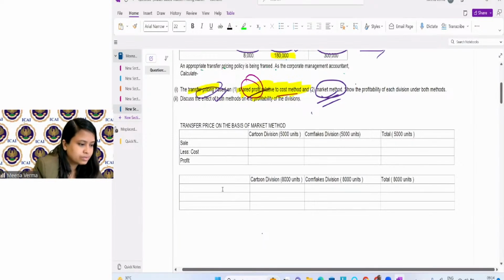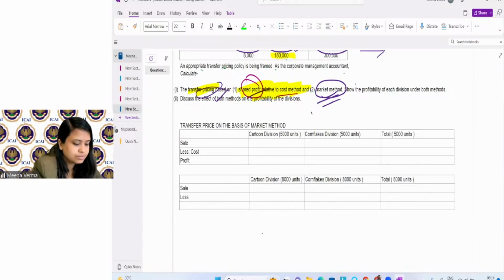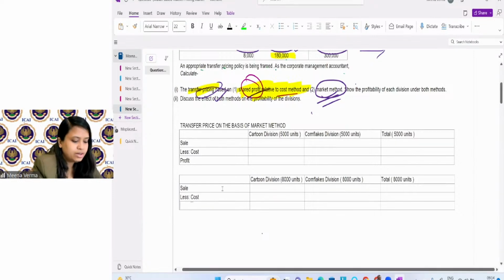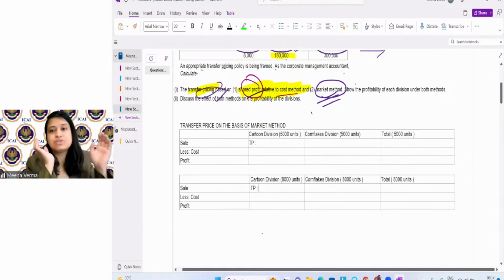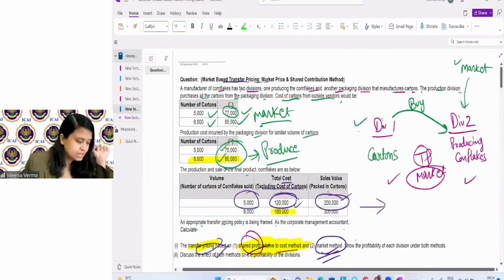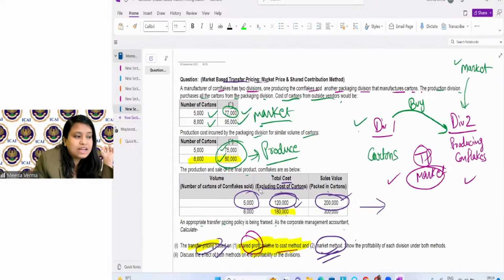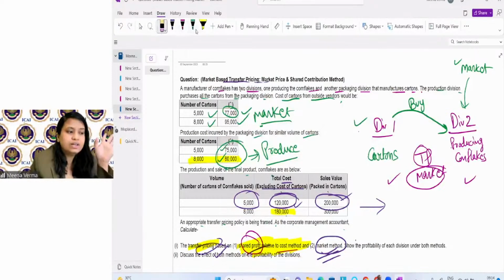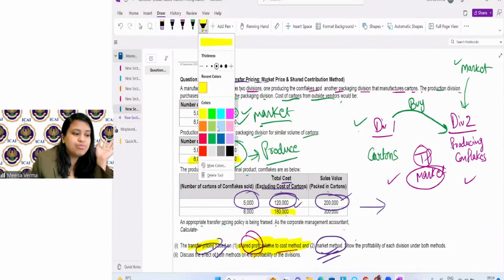Profit, sale, less cost, and profit, right? Okay, so here what is happening? Sale means here we will decide the transfer price for this product. And we will decide the transfer price when we are transferring how many units? 8,000 units. Now the point is that it is mentioned that we will consider the transfer price on the basis of the market method.